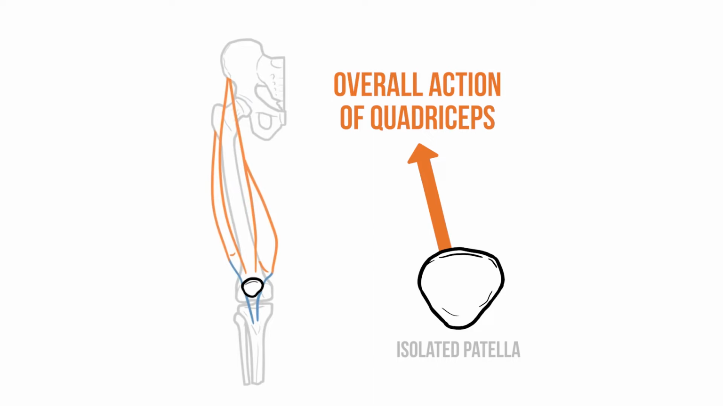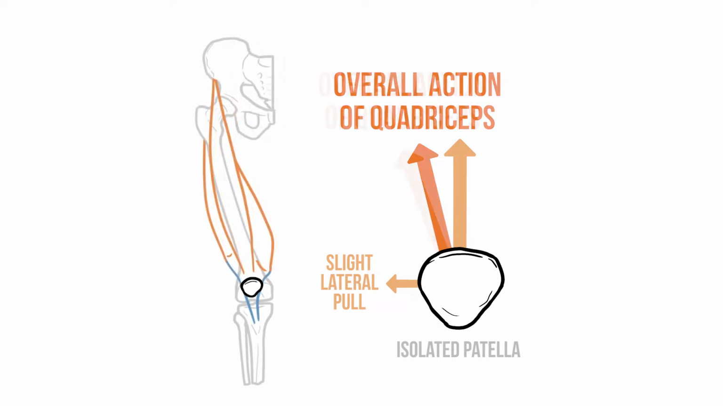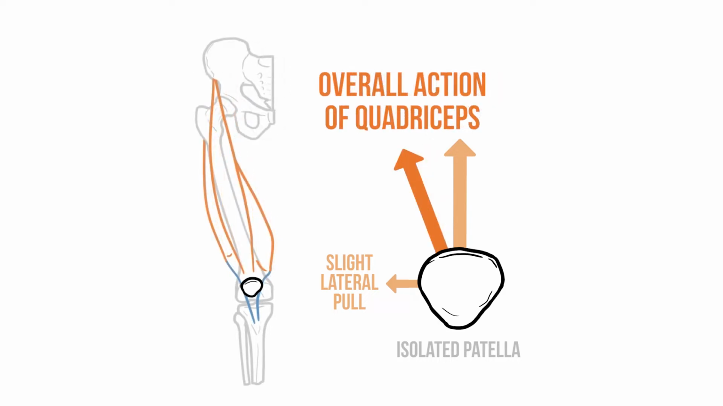So when they contract, they won't just pull the patella upwards, they'll also pull it laterally. This force can pull the patella offline, causing it to maltrack or even dislocate. If a person has wider hips, the angle is more pronounced, and the lateral force becomes even greater, making them more likely to suffer from patella maltracking.